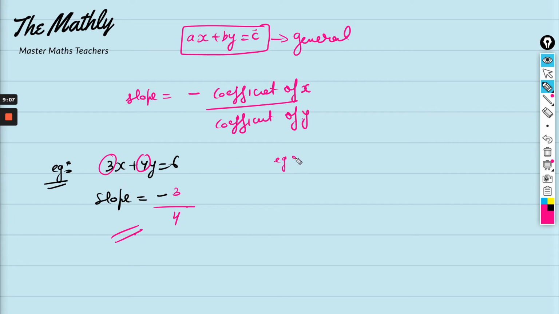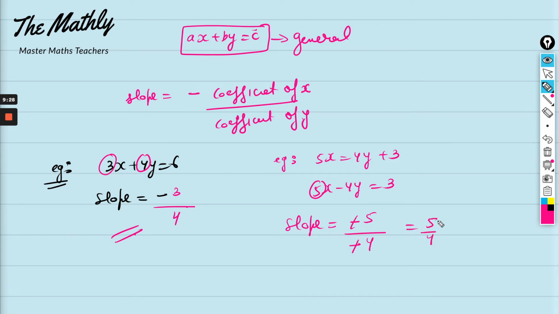Let's discuss one more example. Let's suppose we have 5x equals 4y plus 3. So we have 5x minus 4y equals 3. So the slope is going to be negative of the coefficient of x upon the coefficient of y. The negatives cancel out, and the slope comes out to be 5 by 4. I hope things are clear on how to find the slope when the equations are given in general format. Great. Now let's come back to the situation.